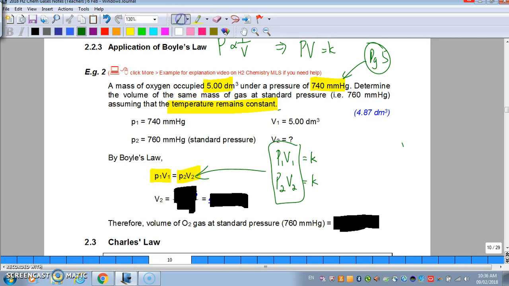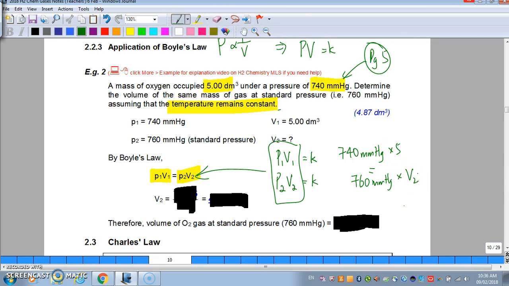Now let me talk a little bit about the units. The question I want to ask you is, do I need to convert any units here? Bear in mind what happens when I multiply P1 and V1 together. Let's say I don't convert, I just multiply 740 mmHg times 5, which equals 760 mmHg times V2.